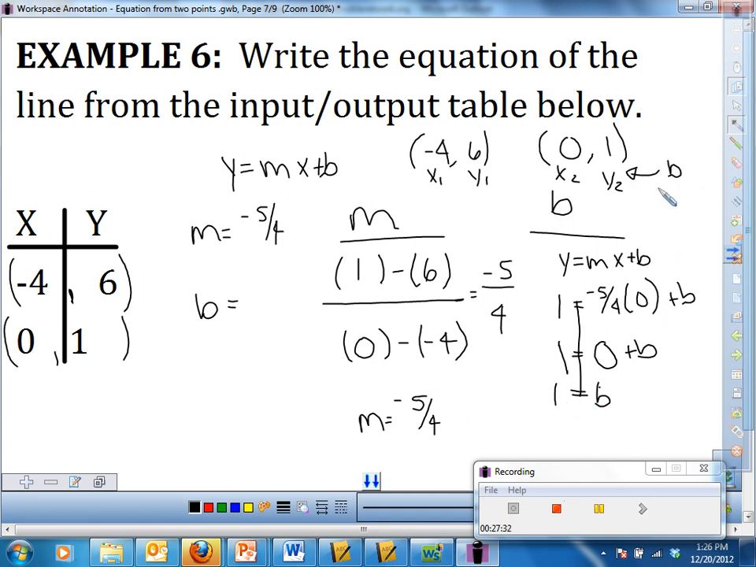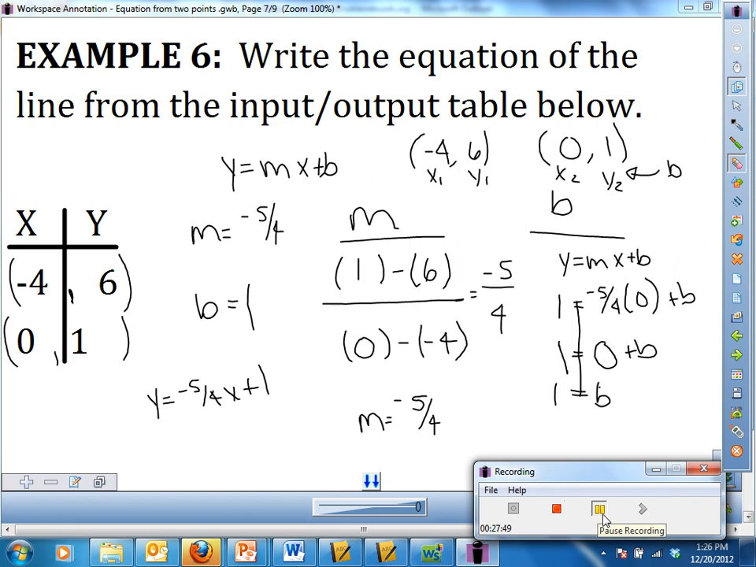We know that this is b. So I'm going to write out my equation. Y equals negative 5 over 4 x plus 1. Just like any good mathematician, we should check our answer.